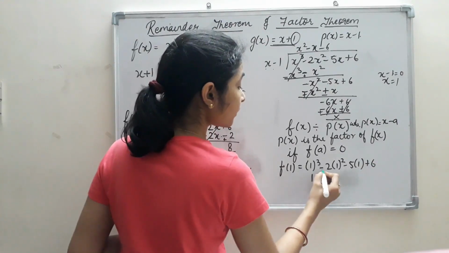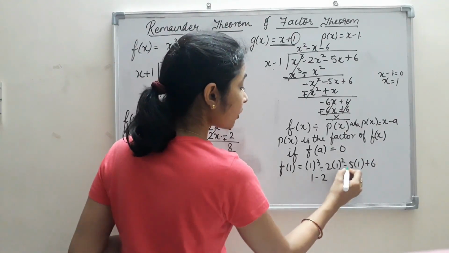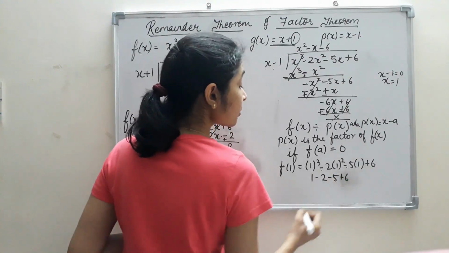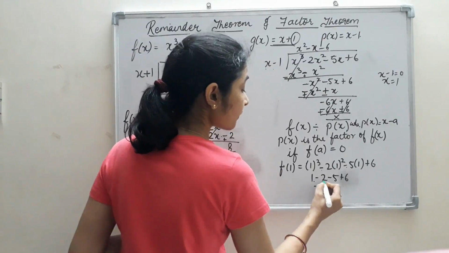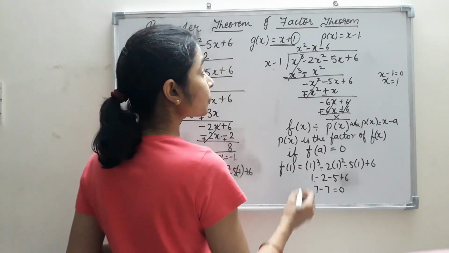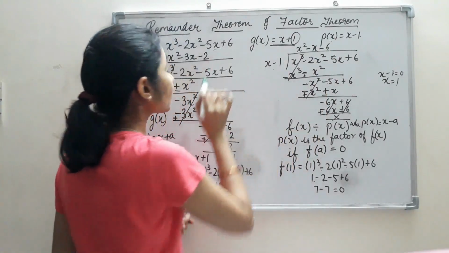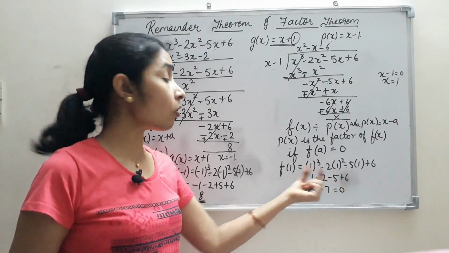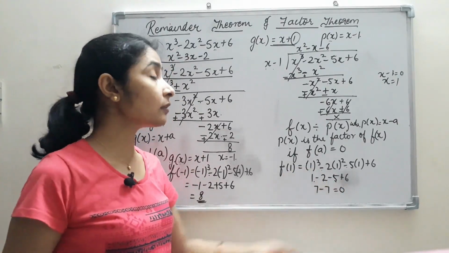Now 1 cube is 1 only, 2 ones are 2, 5 ones are 5, and plus 6. So here 1 plus 6 is equal to 7, and minus 2 and minus 5, minus 7, is equal to 0. This proves that this p(x) is the factor of f(x), because this f(1) is coming as equal to 0.